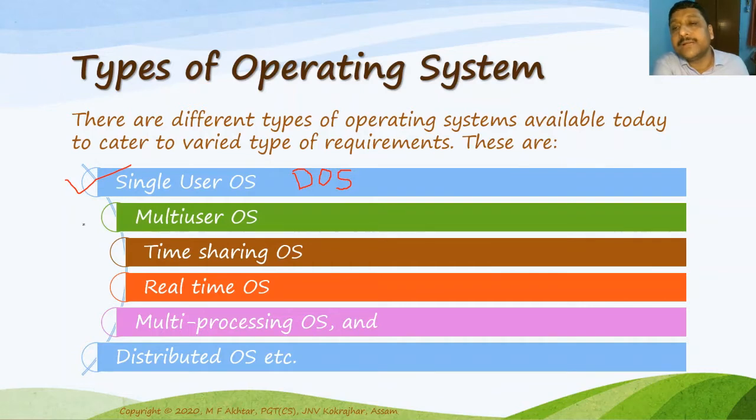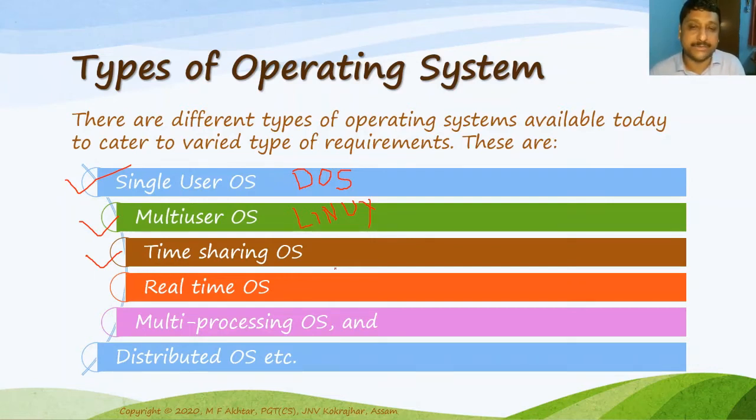Now multi-user operating system, for example Linux or Unix. These are multi-user operating systems. And time sharing operating system, for example we can say Windows is also a time sharing operating system. Time sharing means the CPU time. We know that each and every work is performed by CPU.